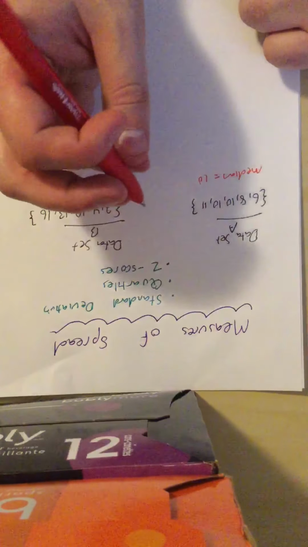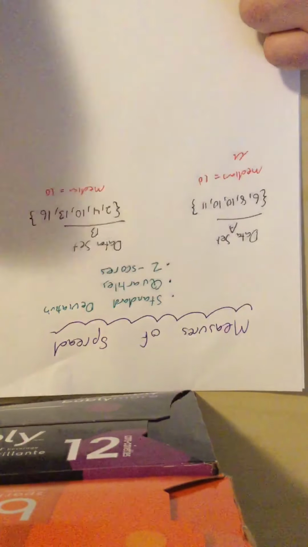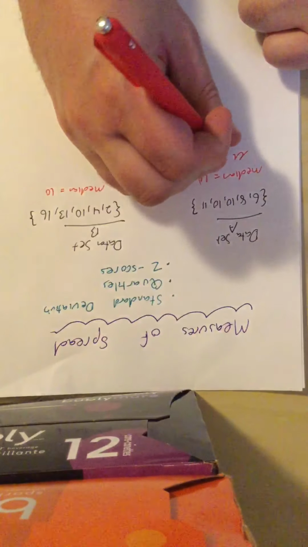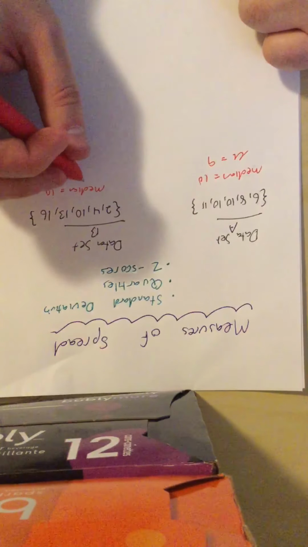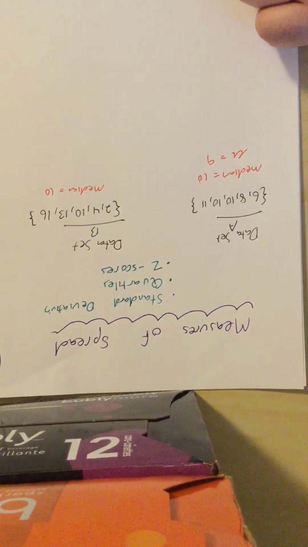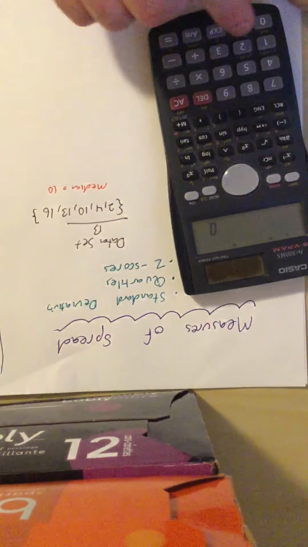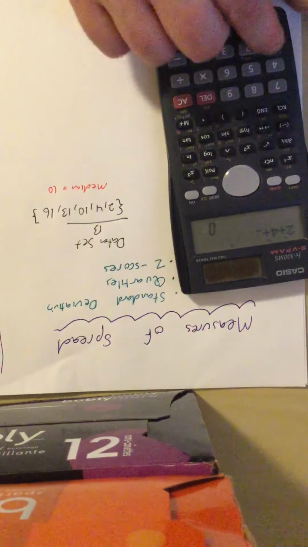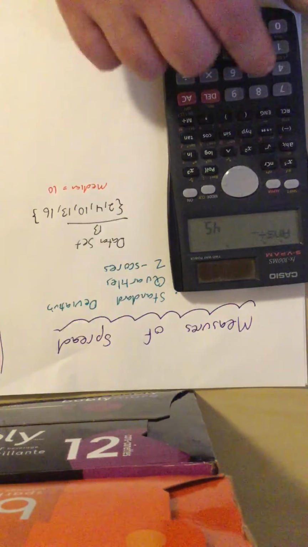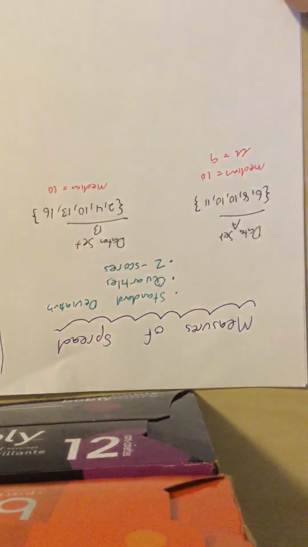And the mean, you may remember that the symbol for mean looks like a U, but it's actually a mu. So the mu is 9. The way we find the mean, of course, is we add them up and divide by the count. 2 plus 4 plus 10 plus 13 plus 16, divided by 5, is 9 as well.